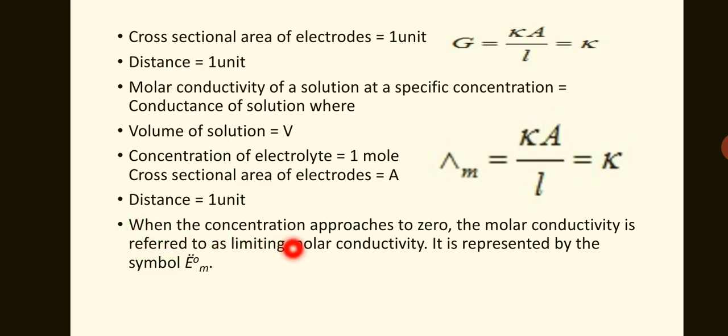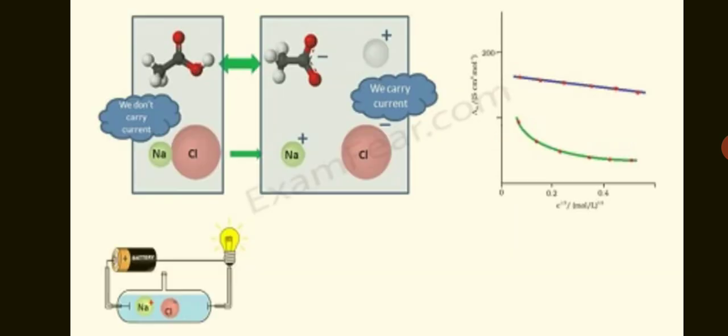When the concentration approaches 0, or is nearly equal to 0, the molar conductivity is referred to as limiting molar conductivity, and it is represented by the symbol lambda m0. You can also see the difference in the electrical conductivity for a strong electrolyte and for a weak electrolyte.